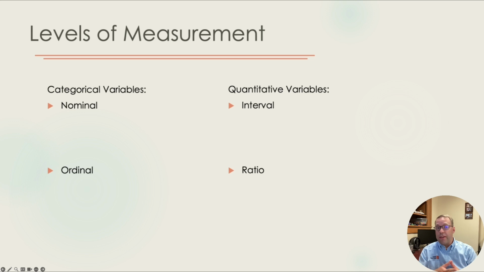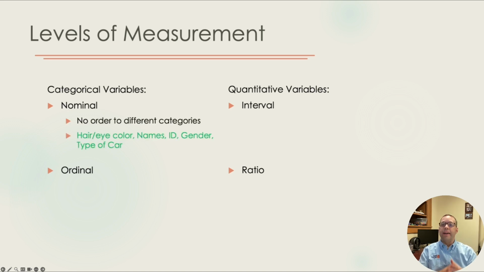All right, so what are these four different levels of measurement? The lowest level of measurement is a nominal variable. And with nominal variables, there is no order to different categories. For example, names. If I have a list of names, can I order them? Yeah, I can list them alphabetically. But is there any one thing that puts one name above another one besides alphabetical? You can rearrange them and put them in different orders, and it will not change the meaning of anything.